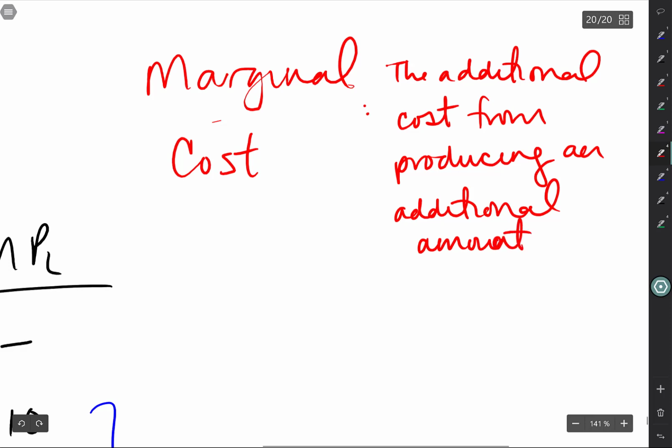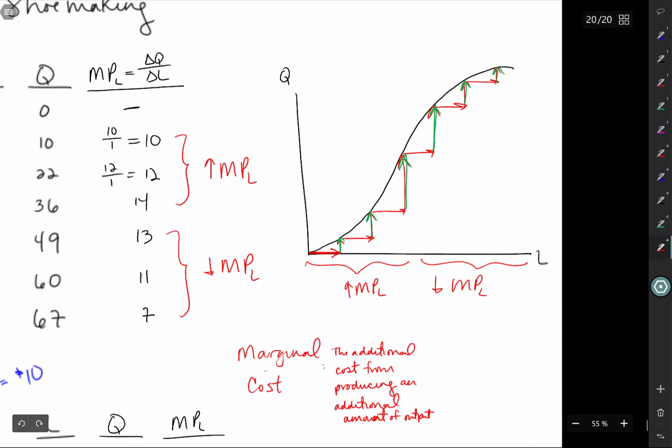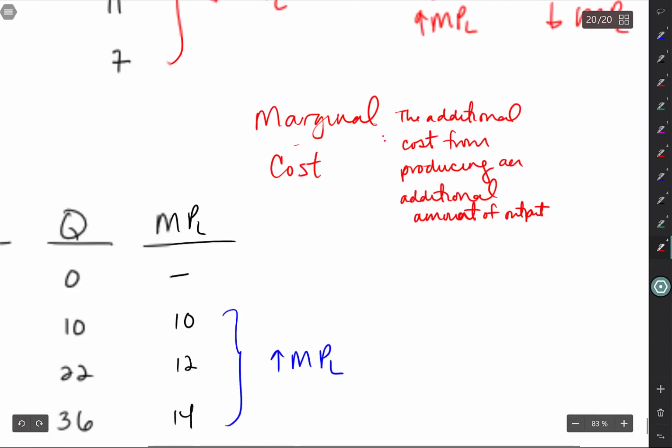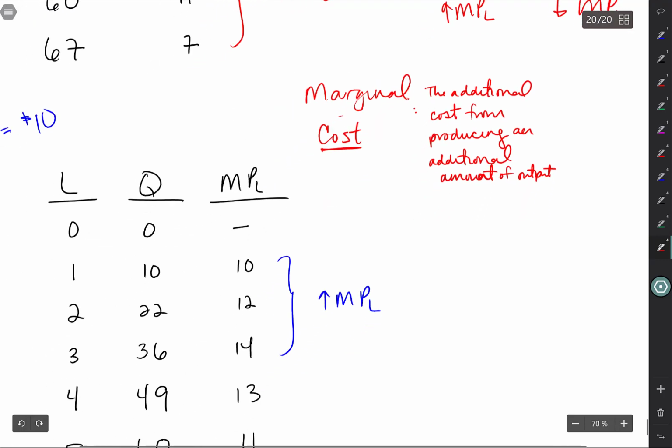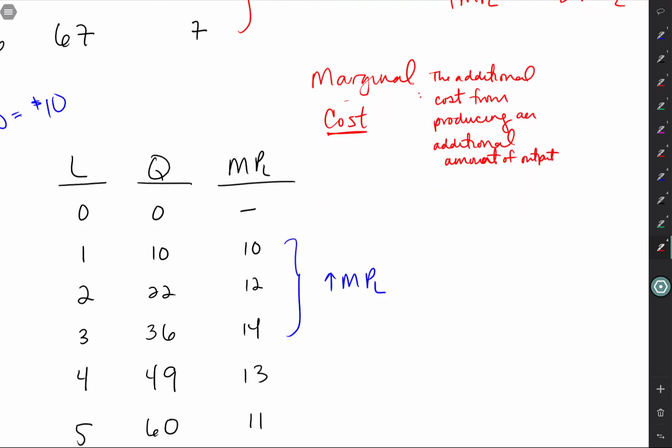That says amount. That's an N. The additional cost from producing an additional amount of product, of output. Marginal cost: additional costs from producing an additional amount of output. That should make sense again. Marginal cost. The additional costs from what? From producing more.